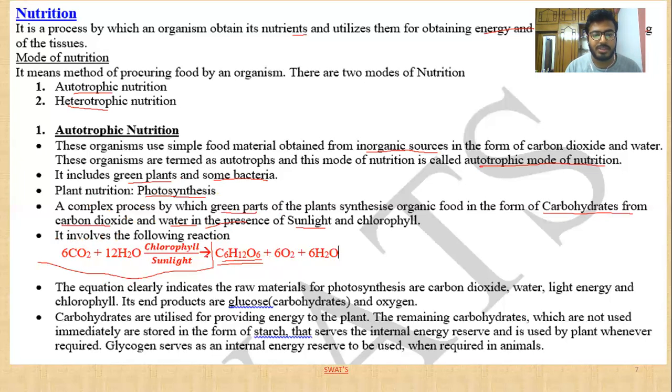So you can remember in that way. 6 twos are 12, then again 6. Then 6 O2 and 6 H2O. So remember, first 6, then 12, then 6, 12, 6. Then 6 and 6. In this way you can remember; the balancing I will teach you in the class itself. So 6 CO2 plus 12 H2O giving 6 C6H12O6. Remember the formula of glucose, it will come again. Then 6 O2 plus 6 H2O.